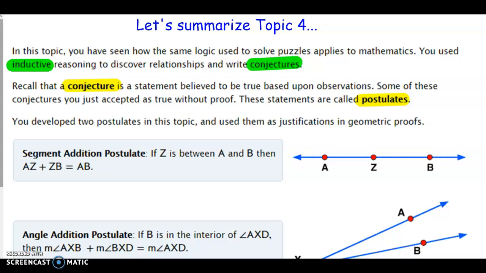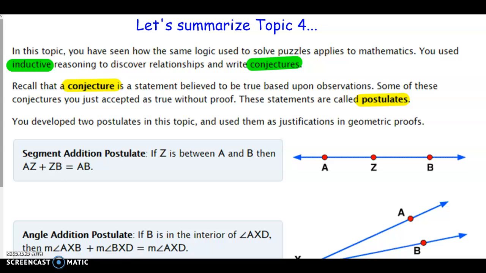If a conjecture is accepted to be true without a proof, it is called a postulate. If you prove a conjecture, it is called a theorem. So conjectures could be true or false. If they're false, you definitely would not use them in a proof. If it's a statement that we accept to be true without a proof, we call it a postulate. If we can actually prove it, then we call it a theorem.